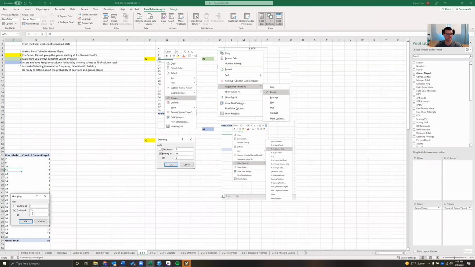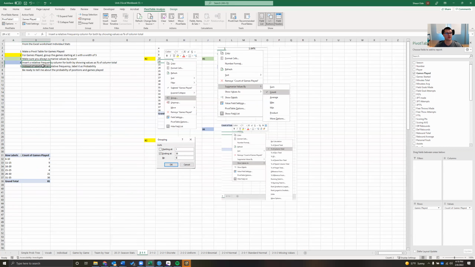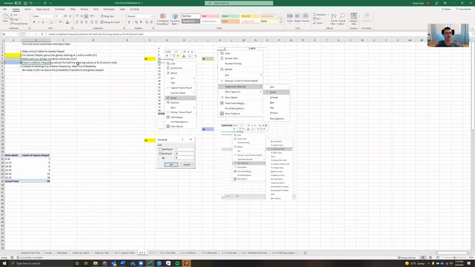You want to do auto ending with a width of 5. And so now we have this broken up just like that. And make sure that it's summarized by count. Insert a relative frequency column for both by showing the values as a percent of the column total.